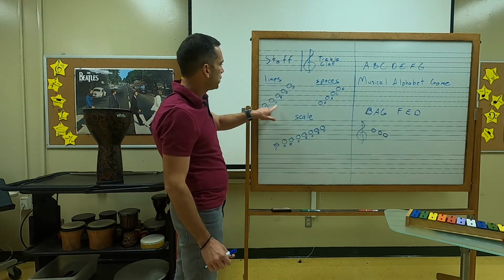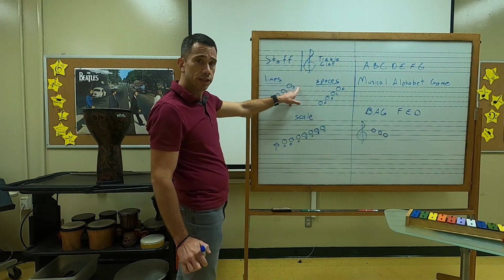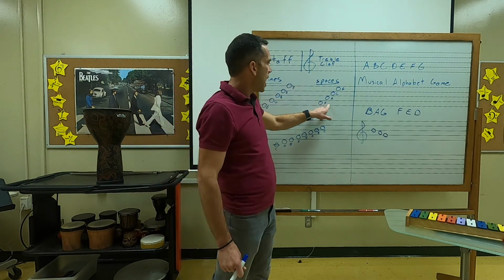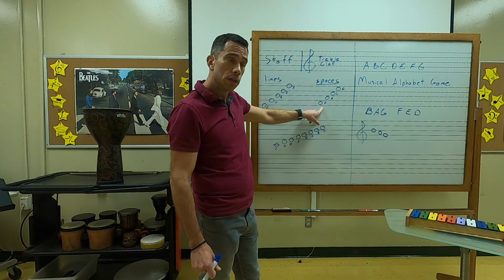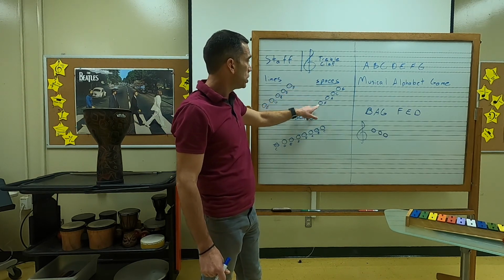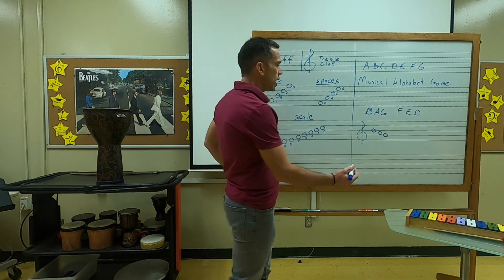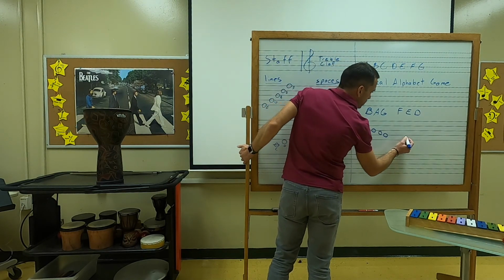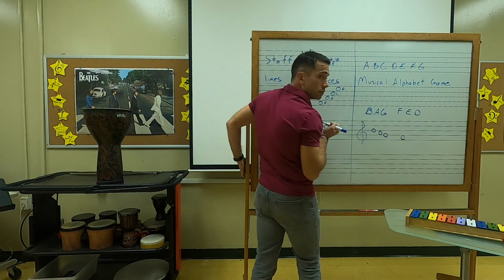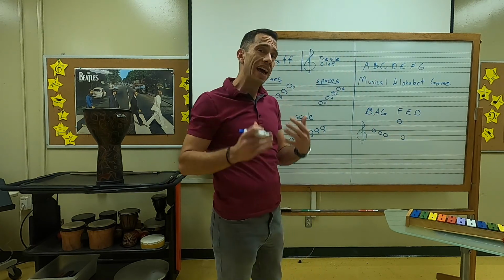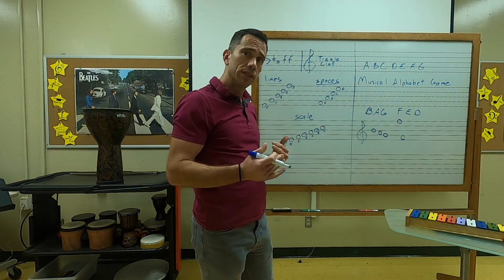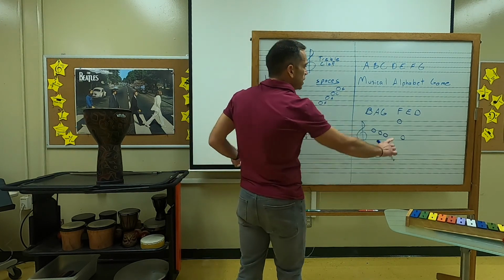F. Every good boy does fine. There's an F there. F-A-C-E. So there's two F's. There's a lower one and there's the higher one. So you can pick whichever one you want. So I can put an F down here on the space, or I could put it on the top line. Those are both an F. One's lower and one's higher. Okay, let's do the next one.